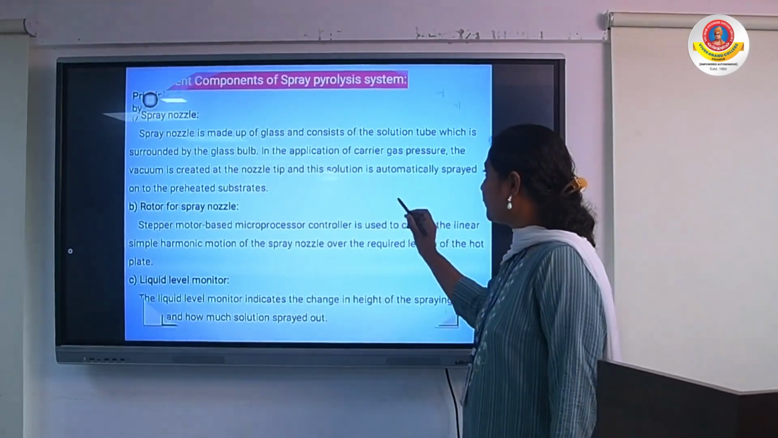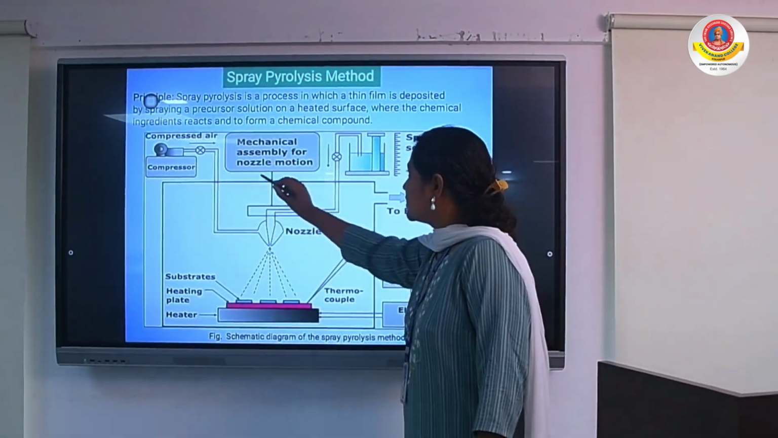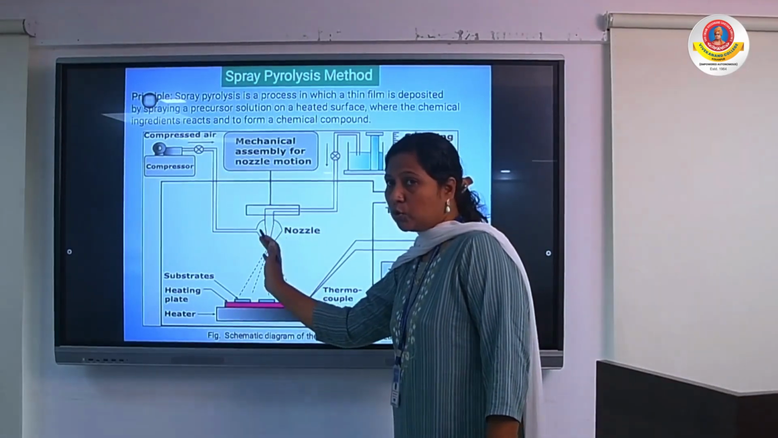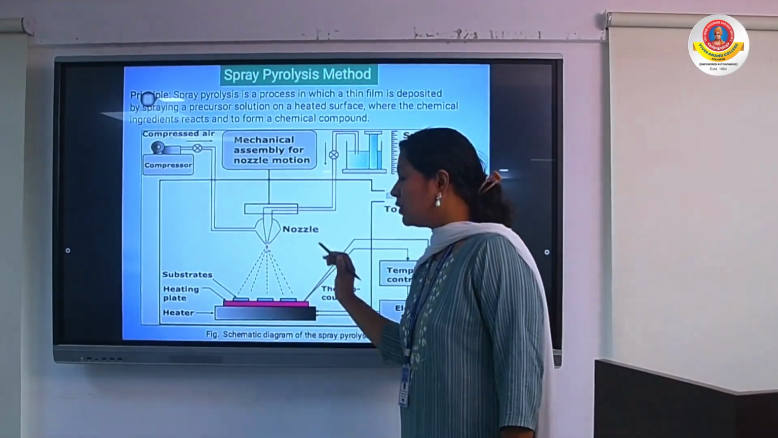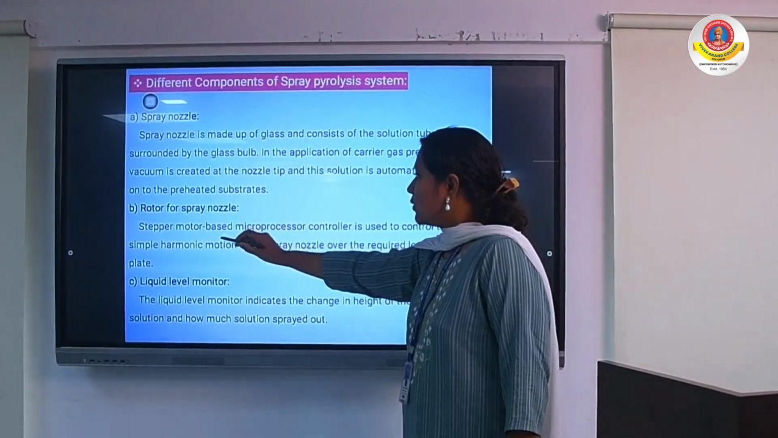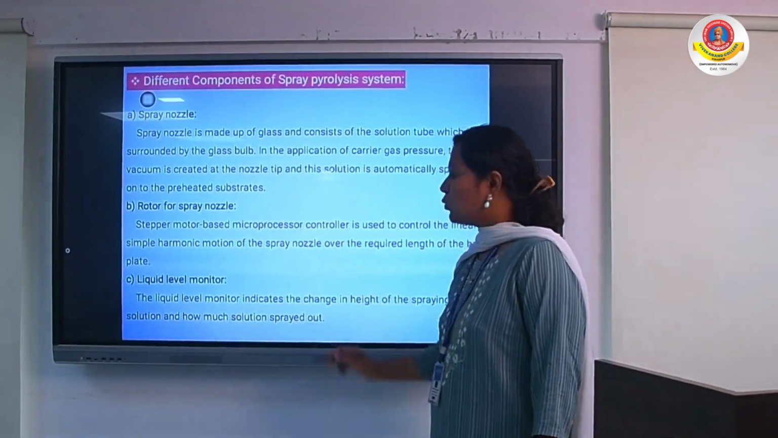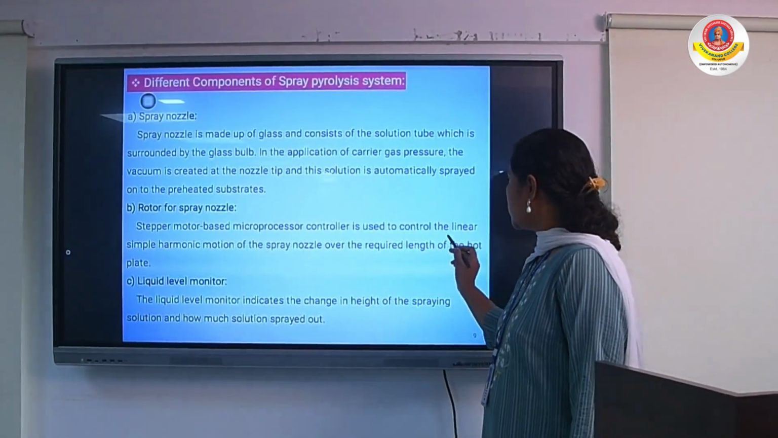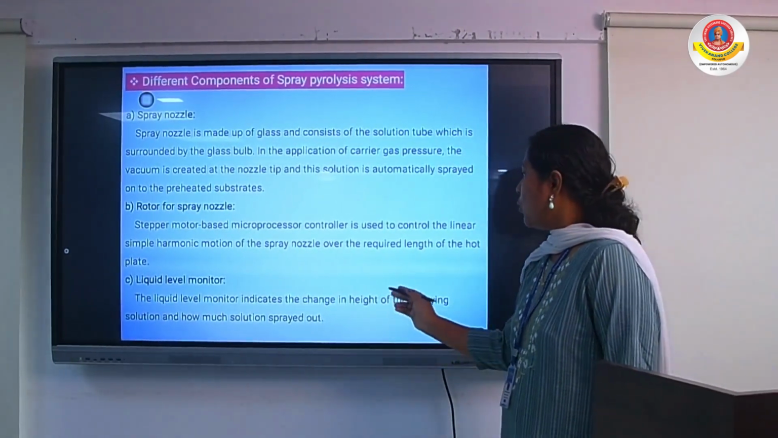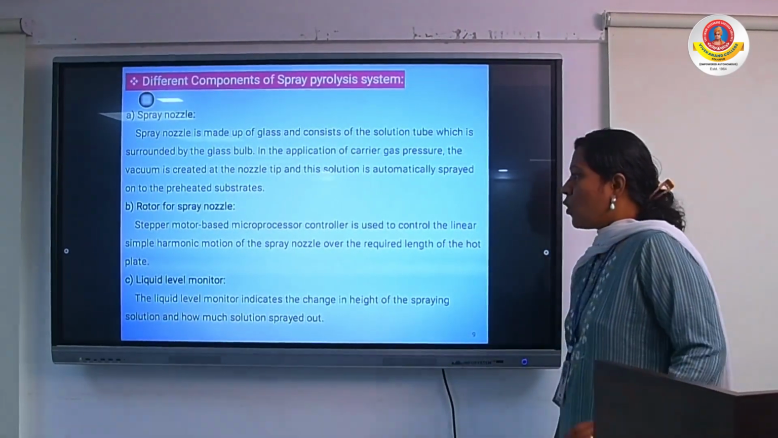Second one is the rotor for the spray nozzle. Rotor is here. This is the microprocessor assembly which shows the motion of the nozzle, left and right. So here is the rotor for the spray nozzle. The stepper motor based microprocessor controller is used to control the linear simple harmonic motion of the spray nozzle over the required length of the hot plate.